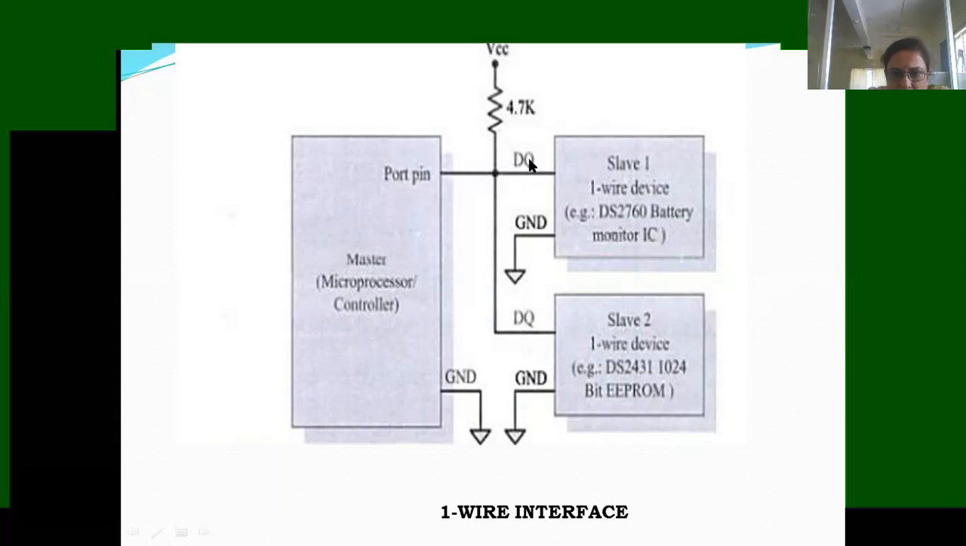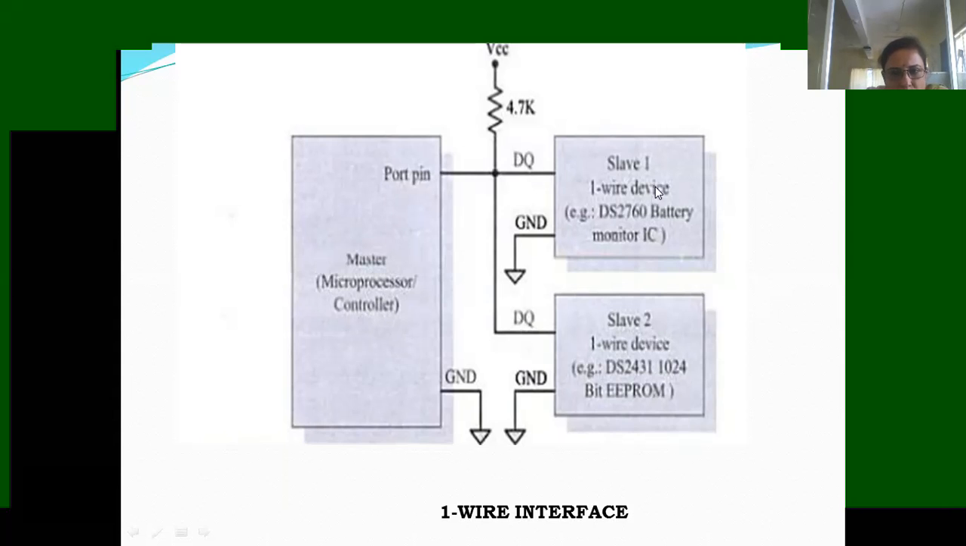You can see there is only a single bus line, that is called the DQ. That's why it is called a one wire single interface bus, right? So usually it is a master initiated data transfer. The master is nothing but the microprocessor. Any data transfer has to be initiated, and that is taken care of only by the master. So first it will initiate the data transfer.